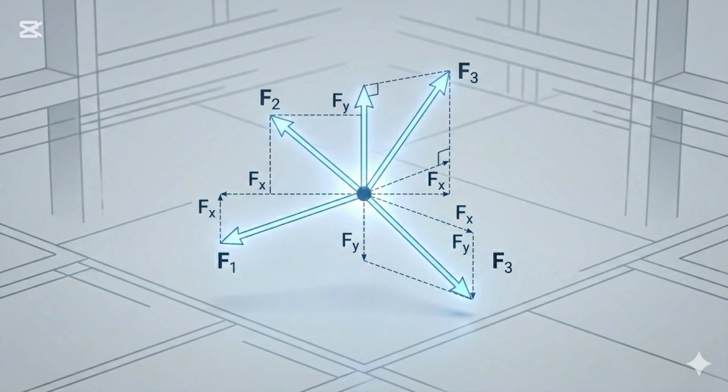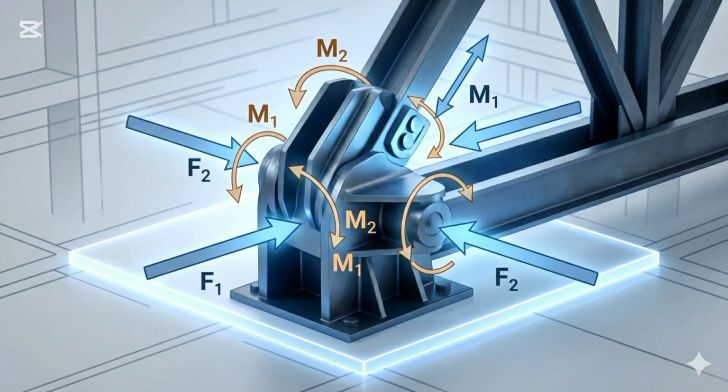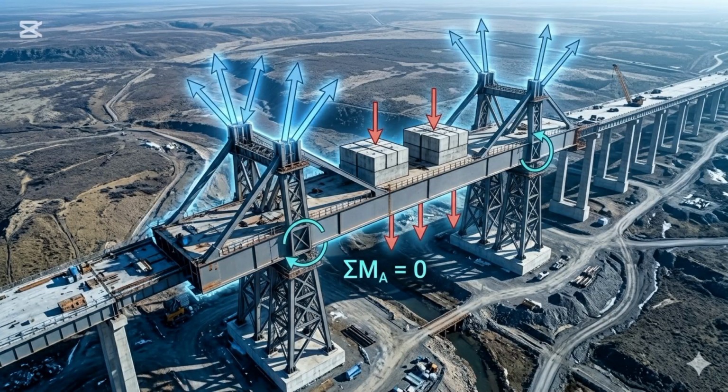These types of problems are usually solved by resolving forces into components and applying the conditions of equilibrium in both horizontal and vertical directions. For example, if multiple forces act on a point, we break each force into its horizontal and vertical components, then ensure that the sum of all horizontal components is zero and the sum of all vertical components is zero. Finally, we come to the equilibrium of rigid bodies.